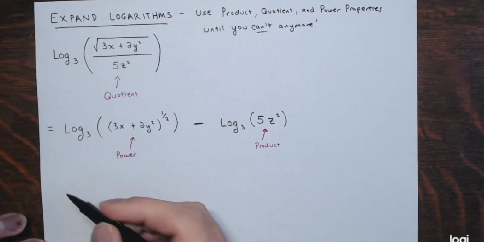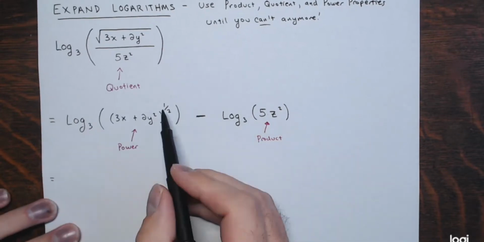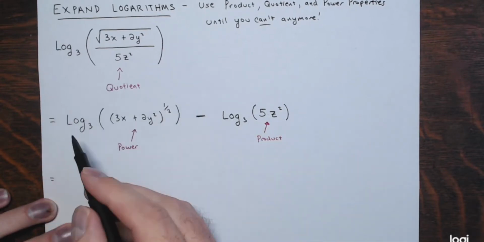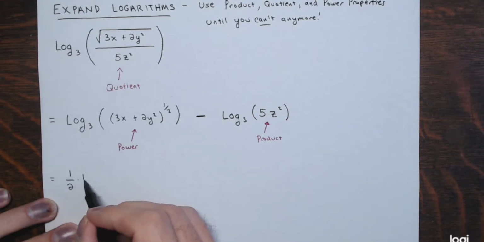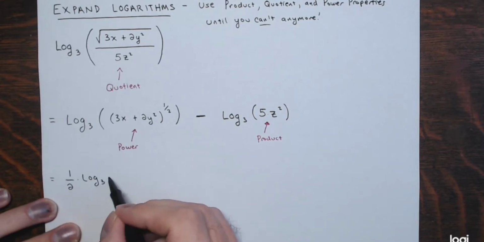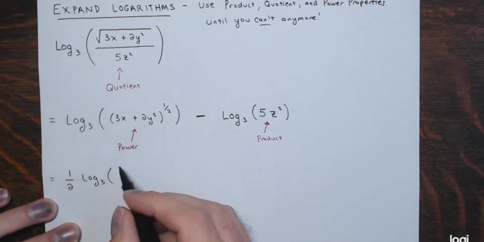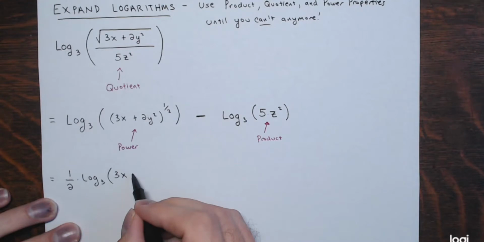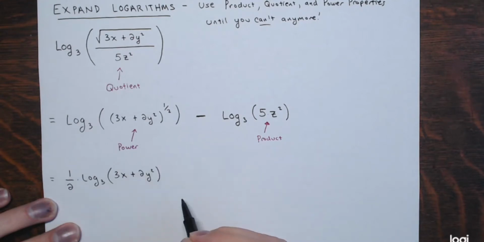Alright, so I'll do that. Now remember, the power property is you basically just take that power and put it in front. So this is 1/2 times the log base 3 of, and then the power's gone, and then what's left over is the base, 3x plus 2y squared. Alright, so I'm done with that one. Then we have minus.